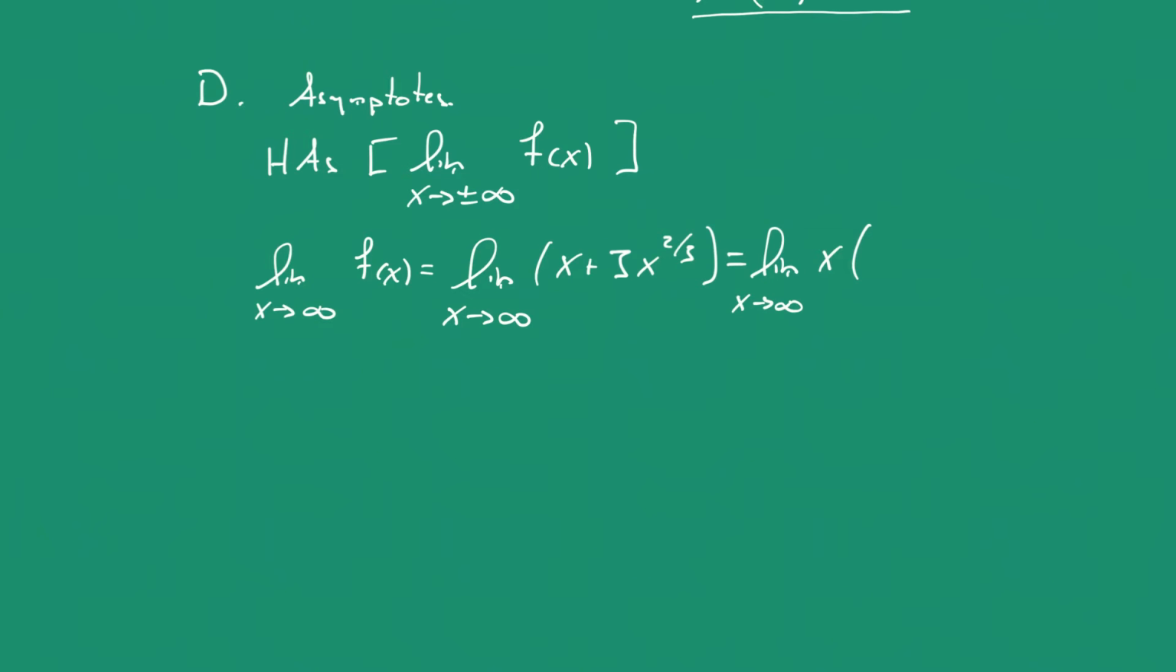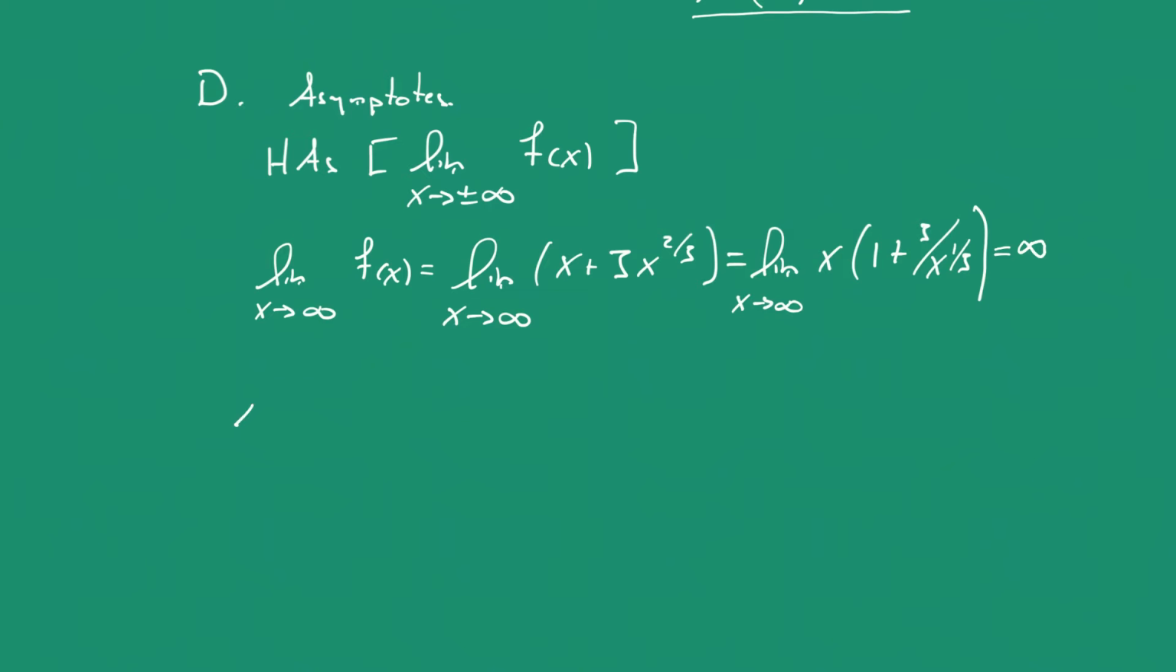And we see that we are left with 1 plus 3 over x to the 1/3. And, well, what happens here is this 3 over x to the 1/3 is going to tend to 0. So this entire factor here is tending to 1 plus 0, which is 1. X is getting big, and the overall limit then is going to be, well, as big as you like. The limit then is equal to infinity.